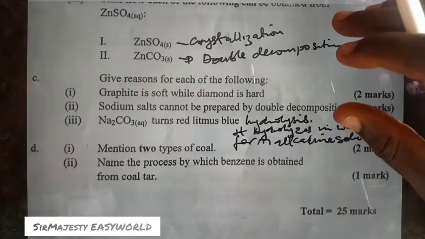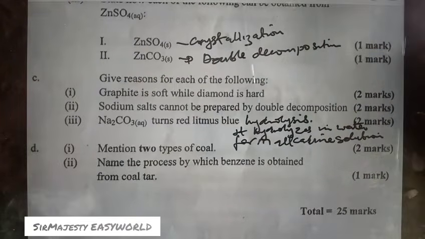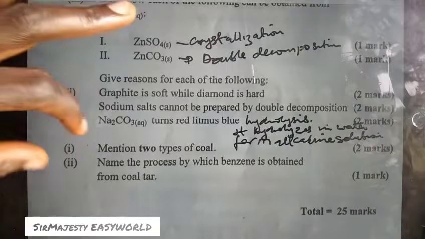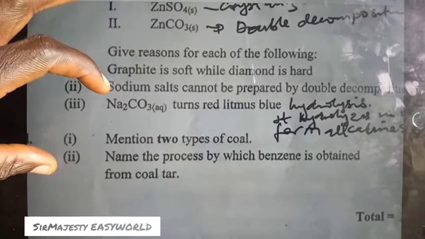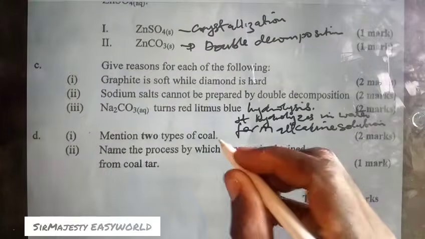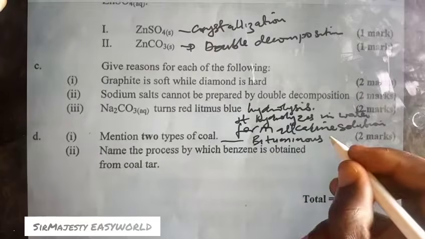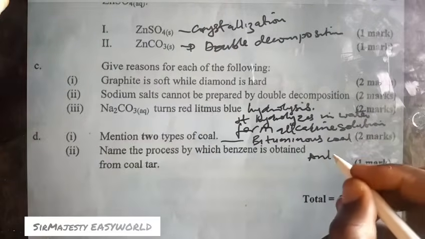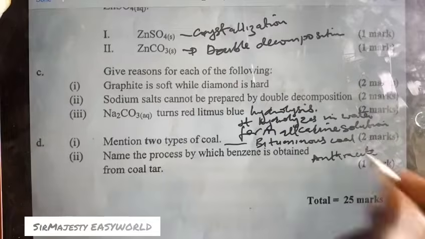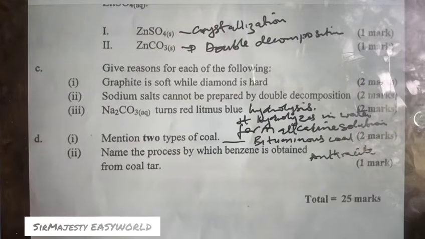Then, mention 2 types of coal. We have lignite, bituminous coal, anthracite, and there are other ones I can't recall, but they say 2 types. Bituminous coal is known as soft coal. So the common ones are bituminous coal and anthracite. We have lignite also.